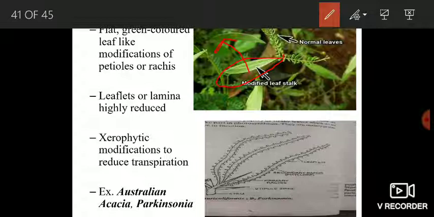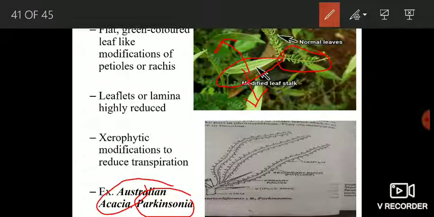Examples are Australian acacia and Parkinsonia. In Australian acacia, the rachis becomes flat and green, performs the function of photosynthesis, and the main leaves, here you can see, are very much reduced.